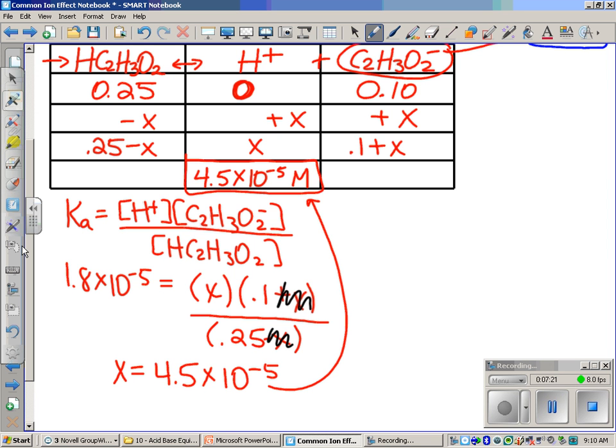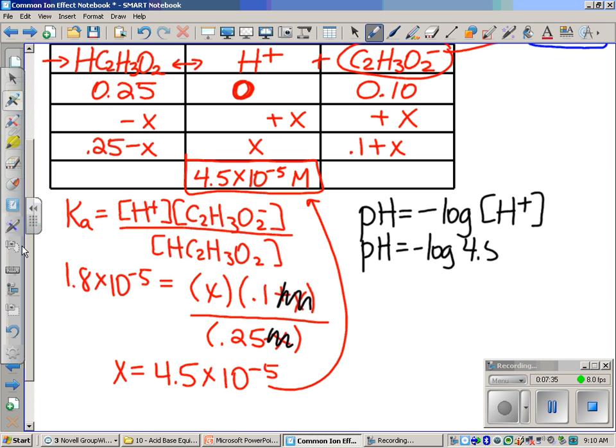I'm not even going to plug it in on the other two because I'm not solving for either one of those. I just want pH. So the pH of this solution is going to be the negative log of the H plus. So pH is going to be equal to the negative log of 4.5 times 10 to the negative fifth. When you plug that in, you get 4.3.